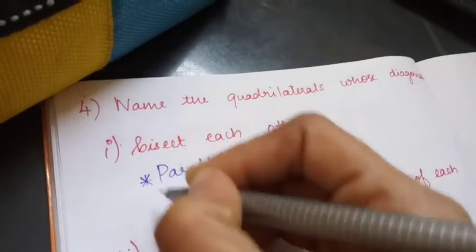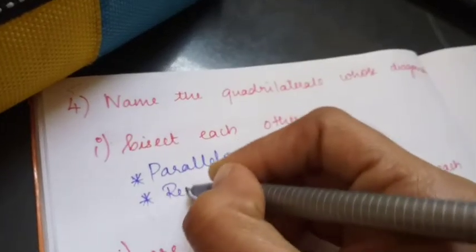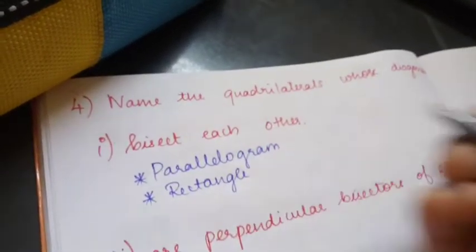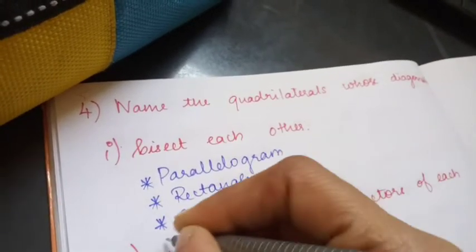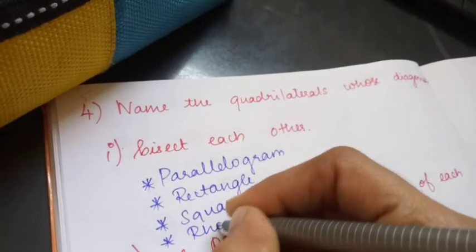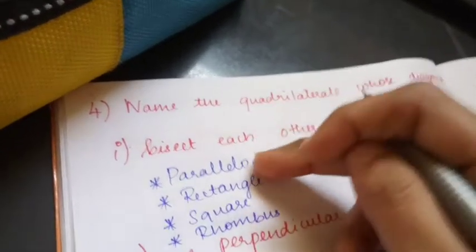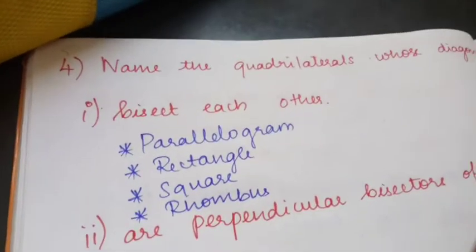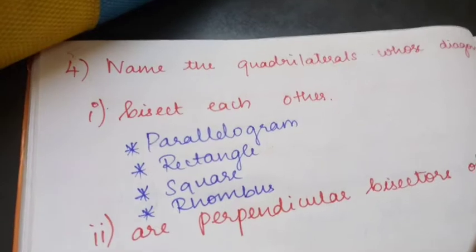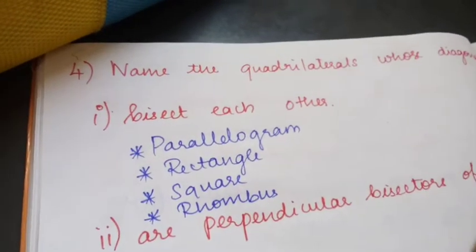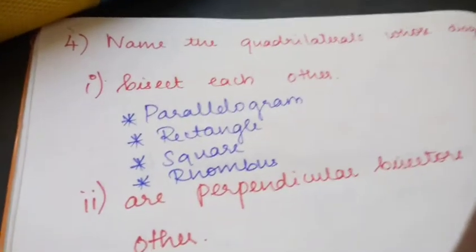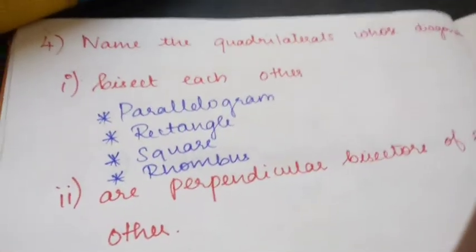Parallelogram, then rectangle. In that also they bisect each other. Then square, then rhombus. Okay, in those four quadrilaterals our diagonals bisect each other. Parallelogram, rectangle, square, rhombus. In those four figures we can say that our diagonals bisect each other.